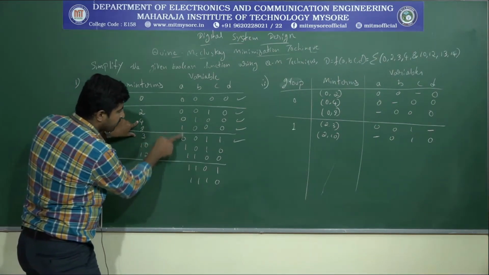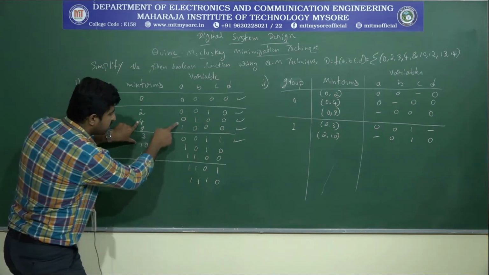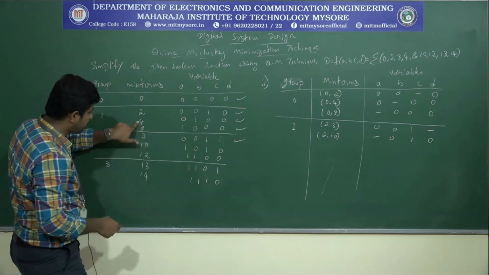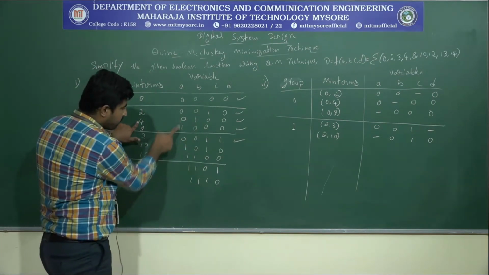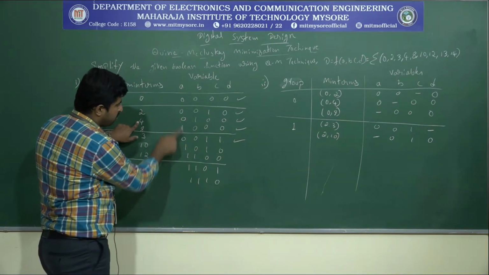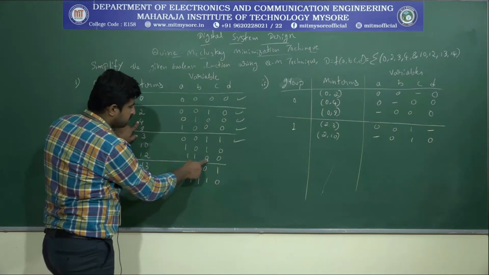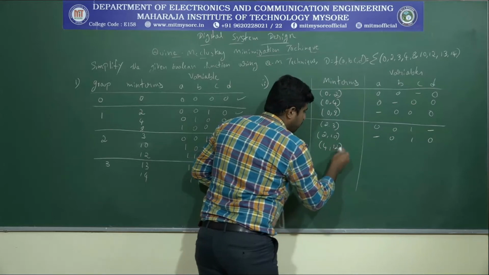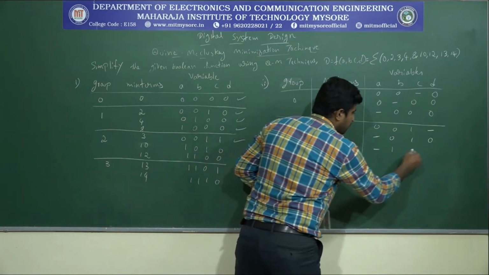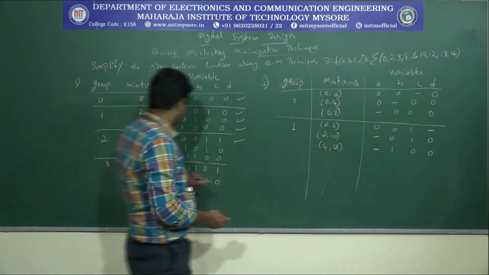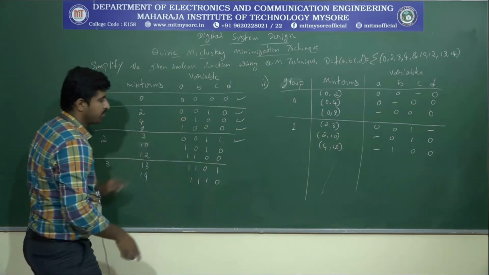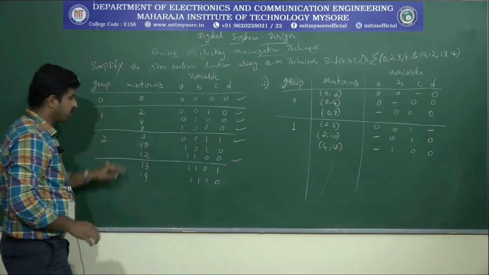Next 4, 3. We are not able to group. Next 4, 10, again not able to group. Next 4, 12. 4 with the 12, yes, we can group. So dash 1, 0, 0. 4, 12 can be grouped, dash 1, 0, 0. So this is also covered.